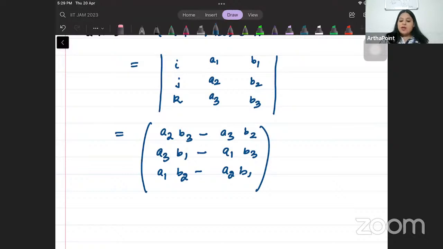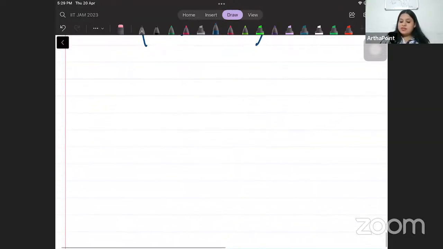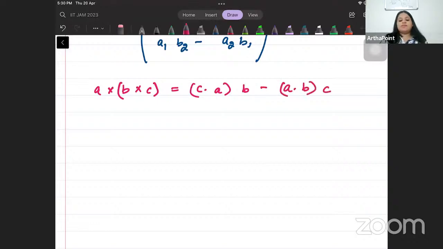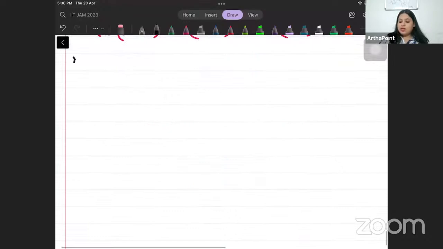Okay. Now, sometimes you have to remember this also, that if you have A cross B cross C, then this can be the dot product of A and C with B minus the dot product of A and B with C. This is how you can open this up. Okay. Next, let's talk about some formulas related to conics also.